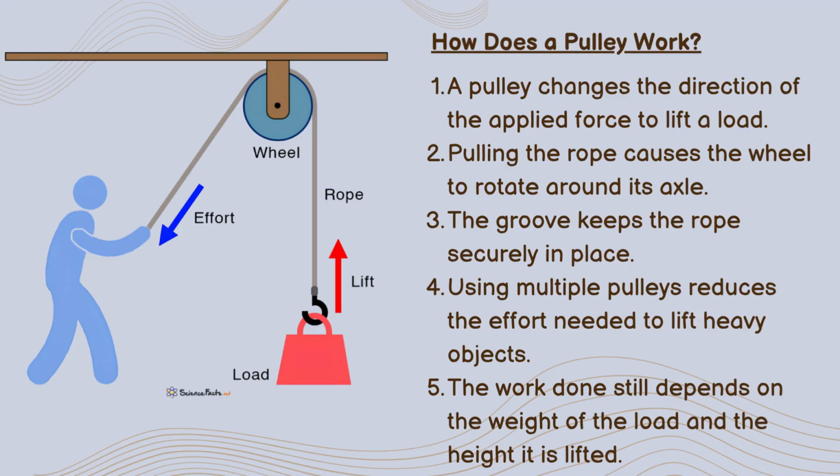Now, how does a pulley work? A pulley helps lift heavy objects more easily. When you pull the rope, the wheel turns and lifts the load. And the groove keeps the rope from slipping off the wheel. More pulleys mean less force is needed to lift the load. Heavier objects still require more work to lift.